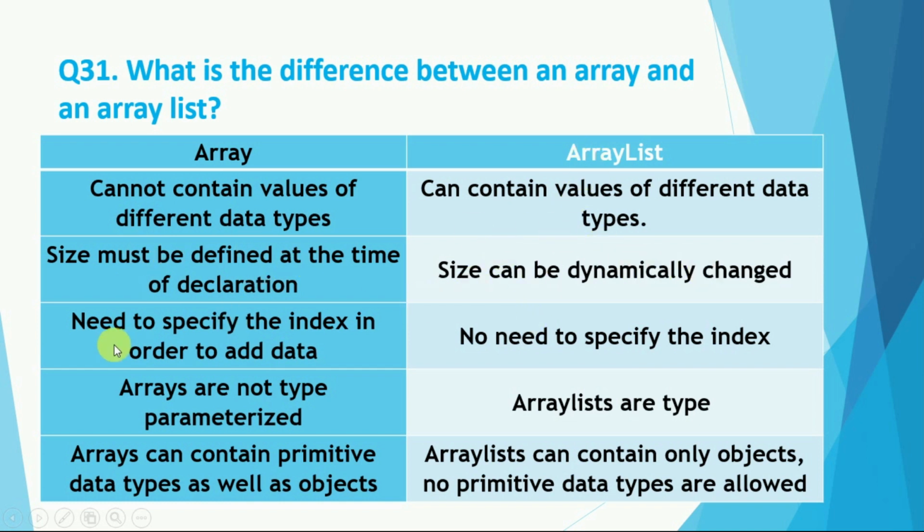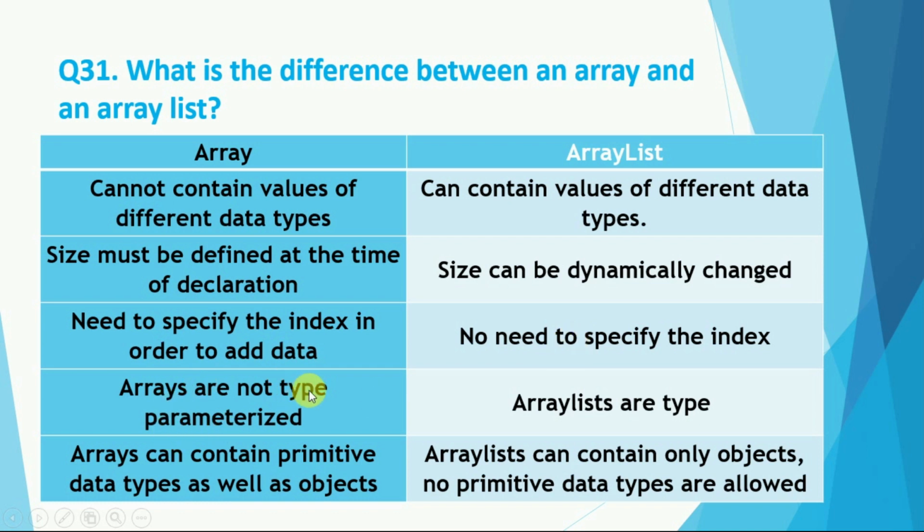So we need to specify the index in order to add data. We need to give the particular index value, the 0th index for the first element, in order to specify and add the data. In an array list, there is no need to specify the index. It automatically moves the value to the next index.